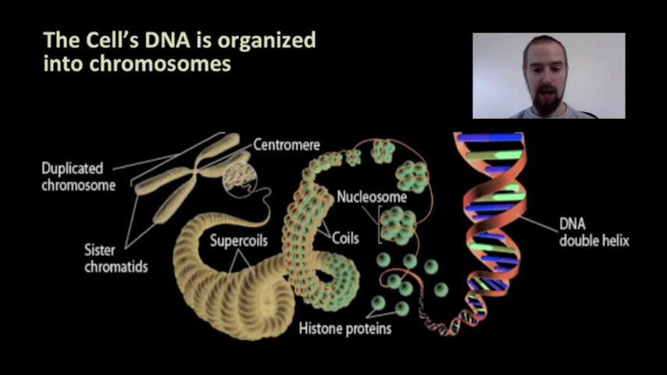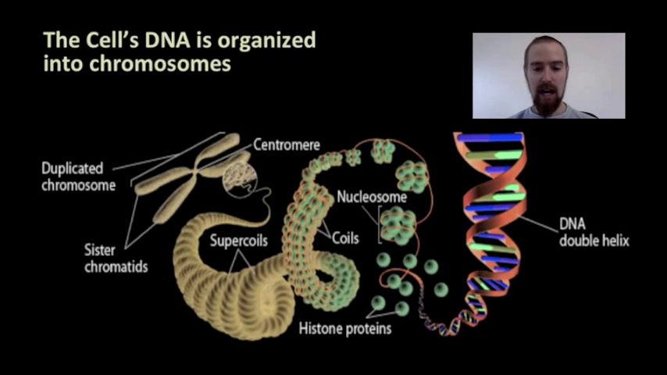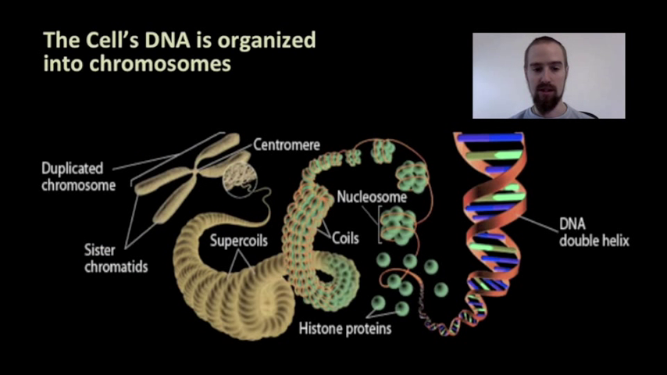For humans, our DNA is organized into 23 pairs of homologous chromosomes, or 46 total chromosomes per cell. Following DNA replication, each of these 46 chromosomes contains two identical sister chromatids, which we can see here in this figure. During mitosis, these sister chromatids are pulled apart in opposite directions, and each is packaged into one of the two new nuclei being formed, ensuring that each new cell gets the right set of genes.